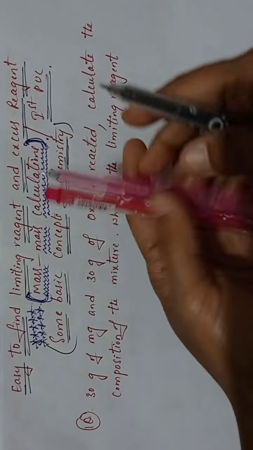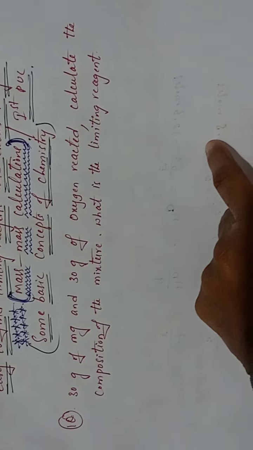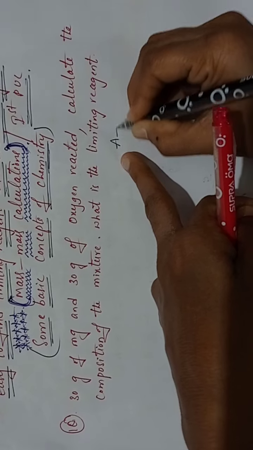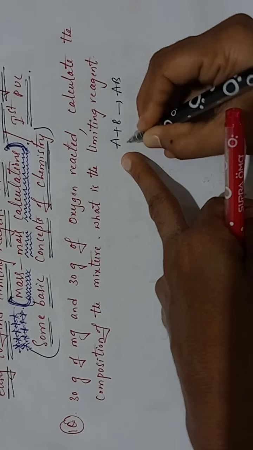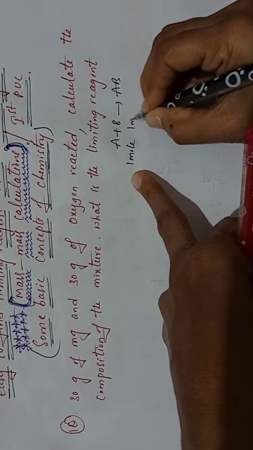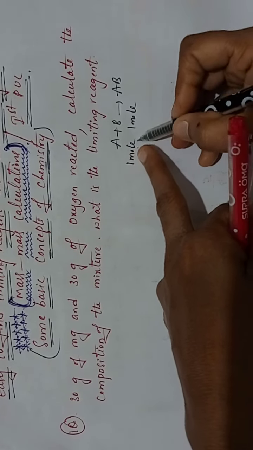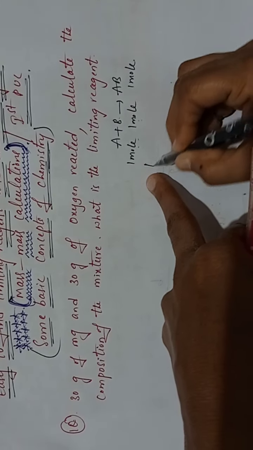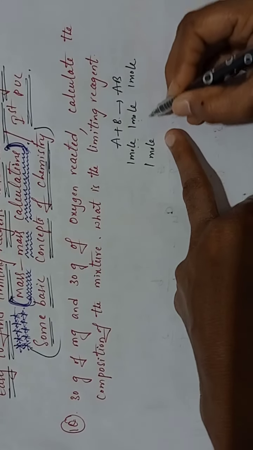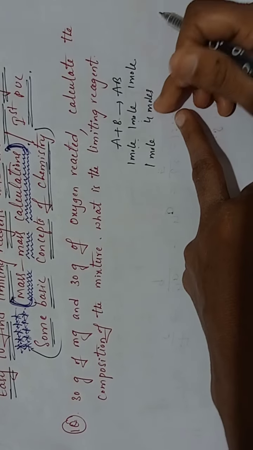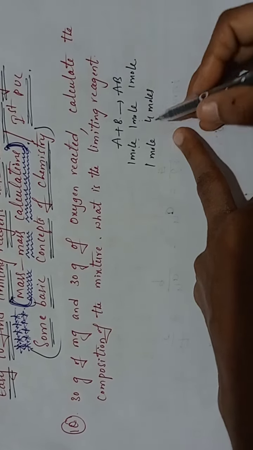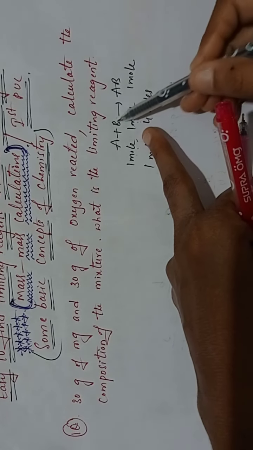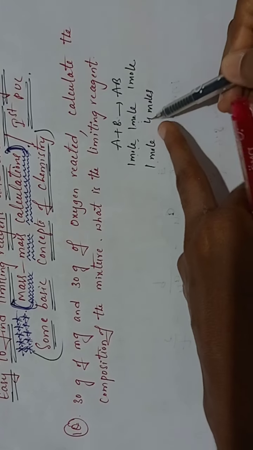Are you following? Now see, students, suppose I am taking excess reagent and limiting reagent. So for example, A plus B gives AB. It is 1 mole, B also 1 mole. So that means 1 mole of reactant A combined with 1 mole of B produces 1 mole of AB. If suppose 1 mole of reactant A combined with 4 moles of B, then see, students, here 1 mole of A reactant combines with only 1 mole of B, but here 4 moles of B are given.